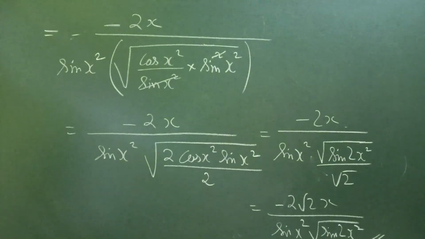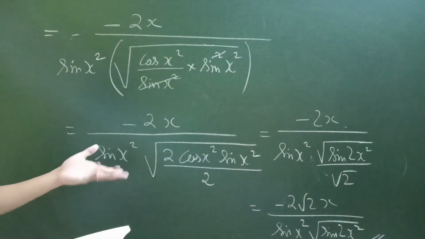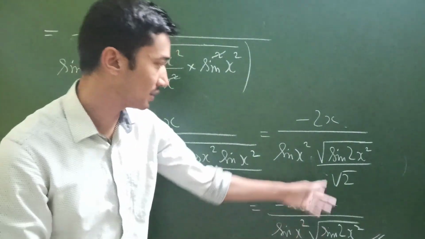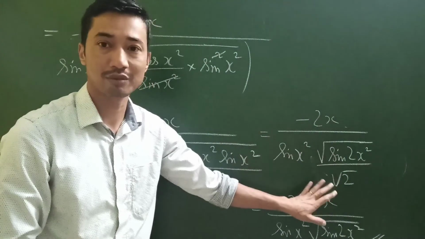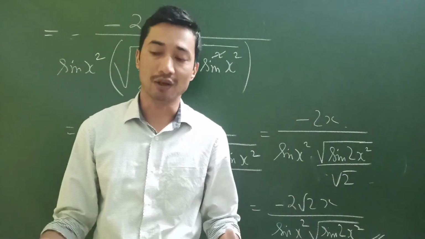I hope so. I think yes. That's the textbook solution. You can check out. I think that's fine, right? That's the textbook solution. All right, friends, from here the 2 root 2 just goes up, and the denominator remains the same. So this is what the chain rule is all about.